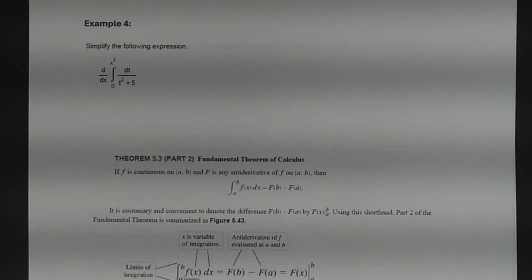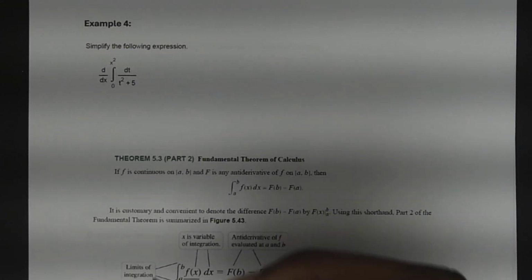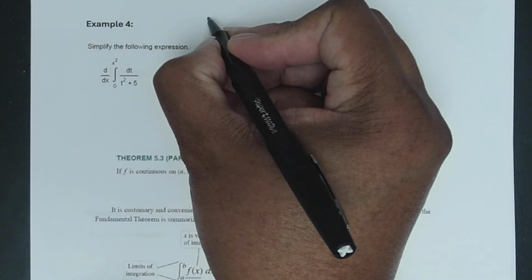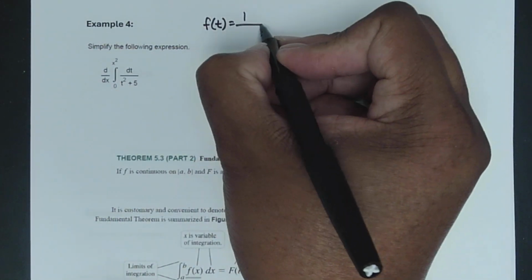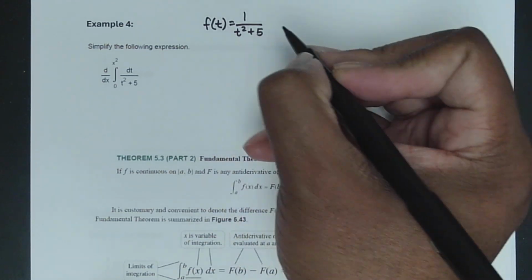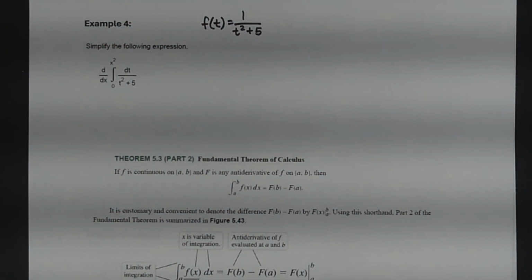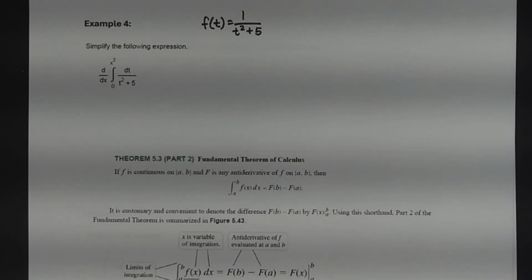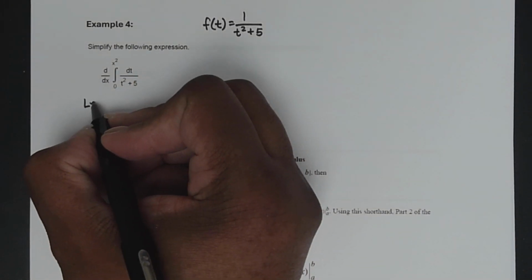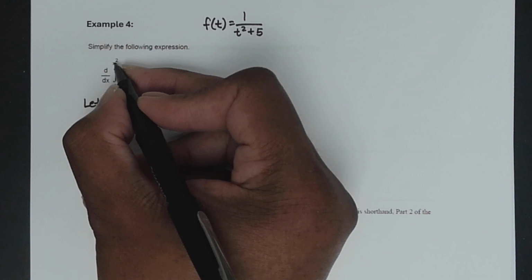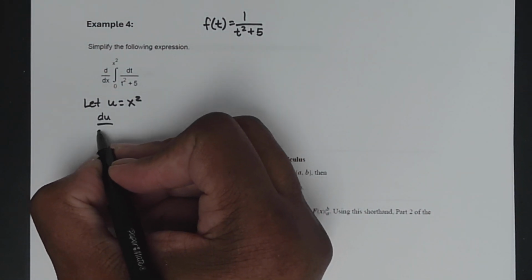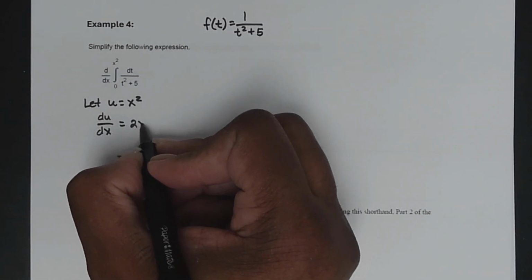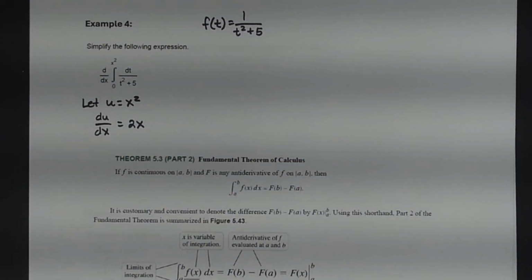Okay. Now in this case here, here's what f of t is. Okay, and that's the 1, and that's actually 1 over t squared plus 5. That's what f of t is going to be. Now in this case here, I need to do a u substitution, so I need to let u be this upper limit, which is x squared. And take its derivative, du dx. And that's equal to 2x.